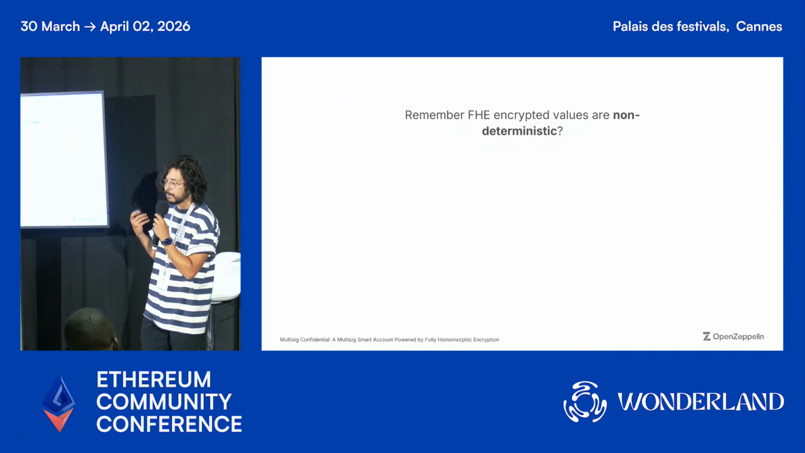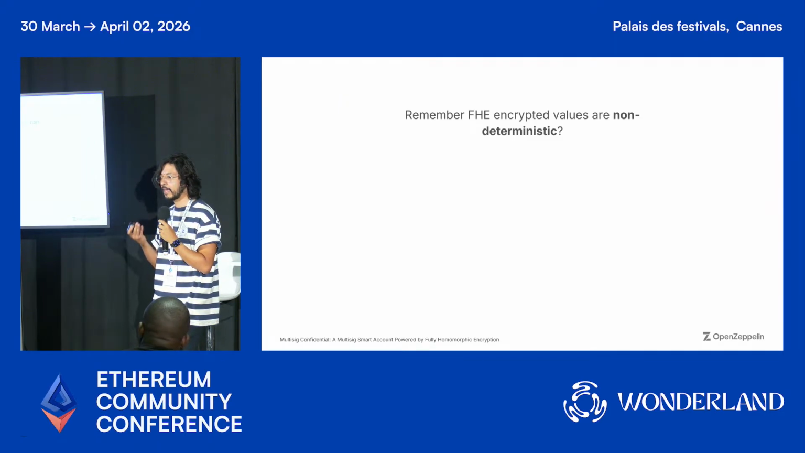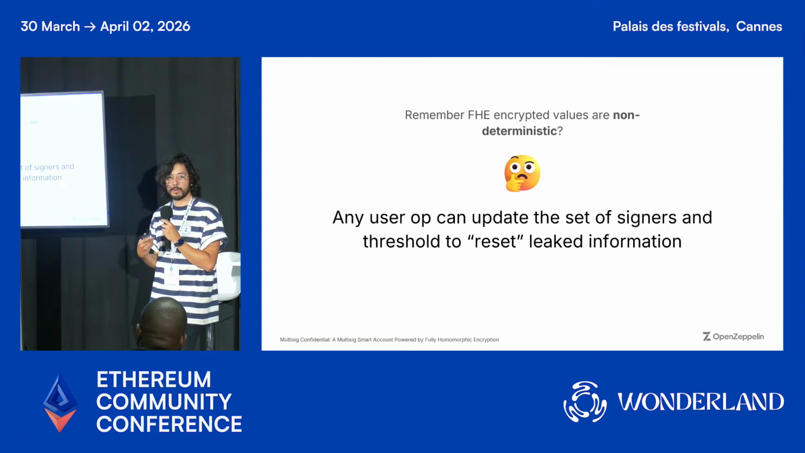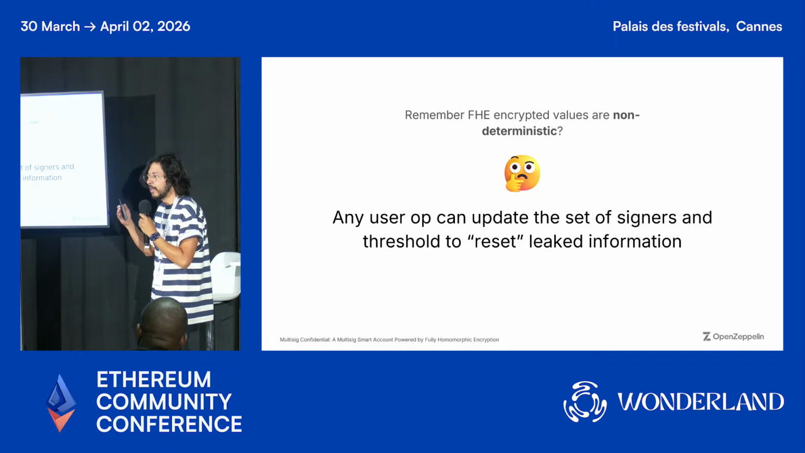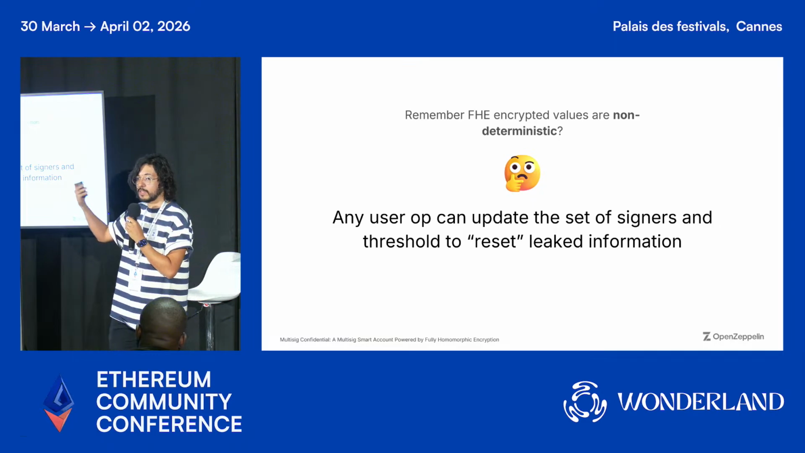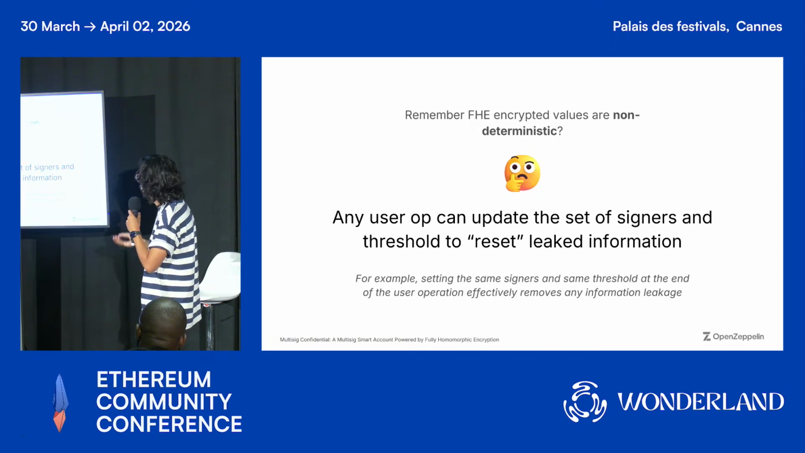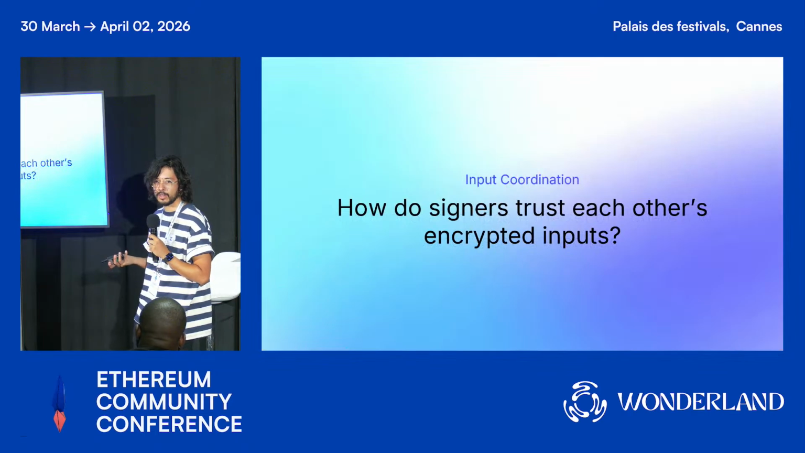So now remember, I mentioned this before, but the thing with FHE is that it generates handles that are not deterministic. So you can encrypt the same signer again, and you will get a different handle. So the trick here is you can, in a user operation, batch a set of operations, sub-operations, let's call them, and the last operation can reset all the signers, and you can even put the same signers and the same threshold, and no one will know, right? This is the example that I'm using, and let's jump into the last topic.